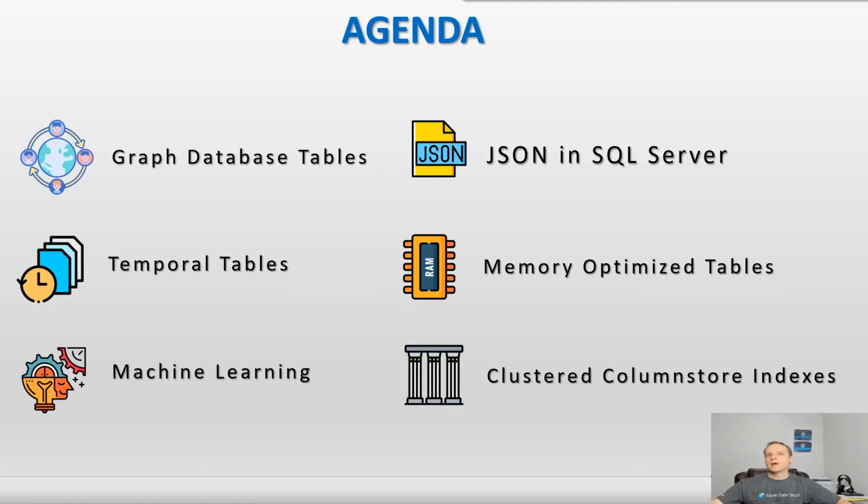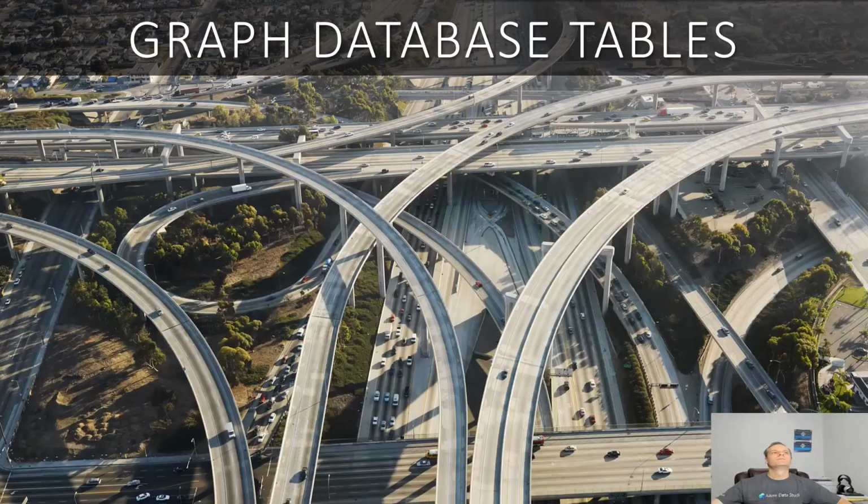Let's start with graph database tables. Graph database tables were introduced in SQL Server 2017. To understand them better, we need to step back and understand what they are trying to solve. So before I go into details, let's talk about what's really happening and why we might need them.